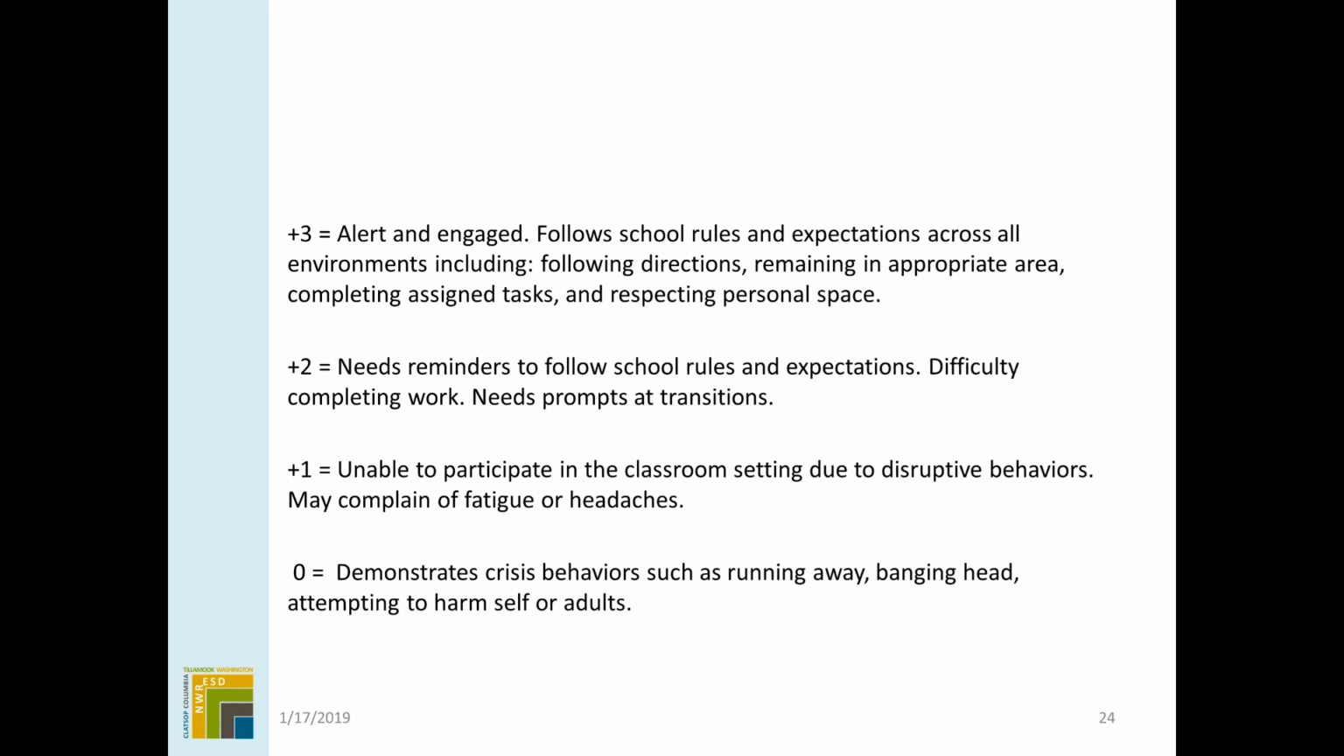You know, 3 would be alert and engaged. So the student is doing really well. 2, maybe they need a little bit more support, but they're pretty much able to participate in their educational program. 1 would be that they're really struggling to participate, and maybe they're disruptive or they're not able to be in the main environment. And then 0 would be crisis behaviors.